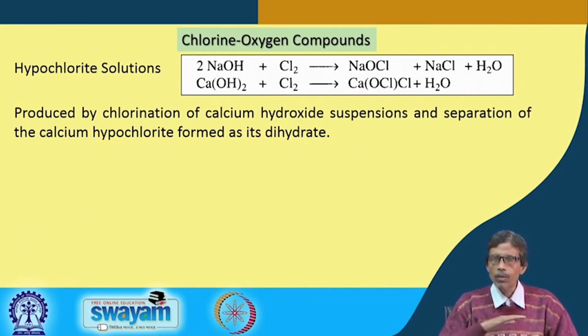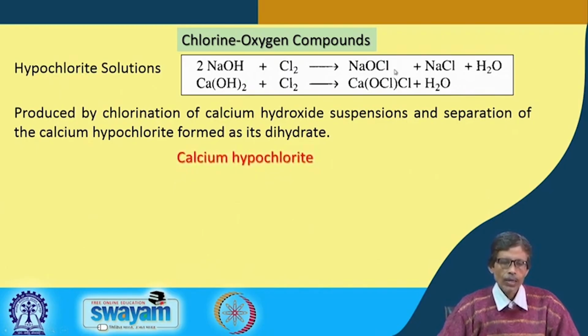You don't need to have the calcium chloride solutions, only calcium hydroxide suspensions are enough, because the suspended particles on the water surface we can have in between also, because in the lower part also you can have the calcium hydroxide material, which can react with the chlorine gas if you purge chlorine gas in it. So, the hydroxide suspension can give you the separation of calcium hypochlorite as its dihydrate.